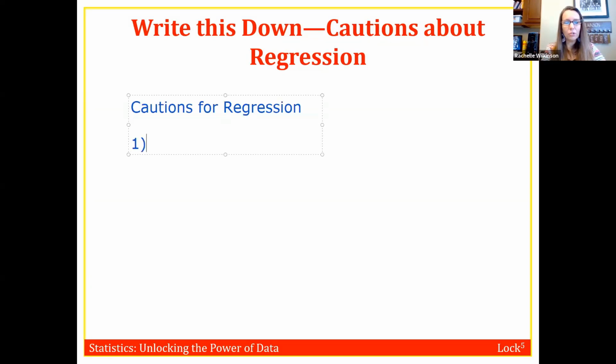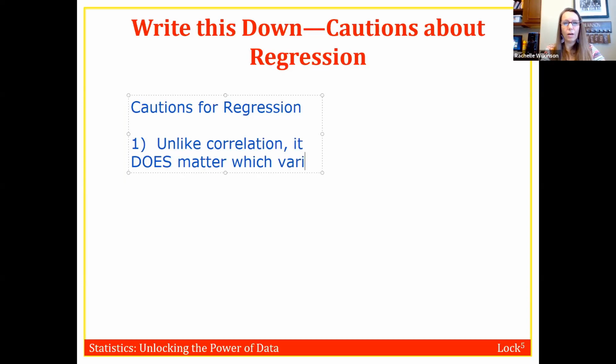So the first caution is that unlike correlation, it does matter which variable you call x and which one you call y. Remember, with correlation, either way you called it, you're going to get the same number out. For regression, you're going to get a different line if you switch the order of the variables.